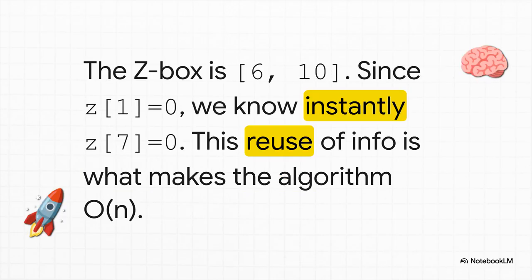And here's that trick in action. After we found that Z[6] was 5, we now have a Z-box that covers indices 6 through 10. So when we move to index 7, we see it's inside our box. We can use the value of Z[1], which is 0, to instantly know that Z[7] is also 0, without a single character comparison. This constant reuse of information is what makes the whole algorithm fly by in linear time.